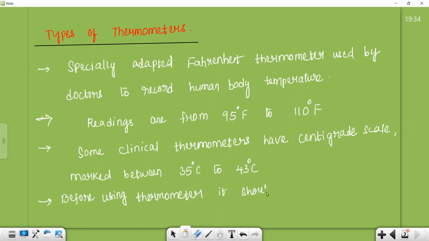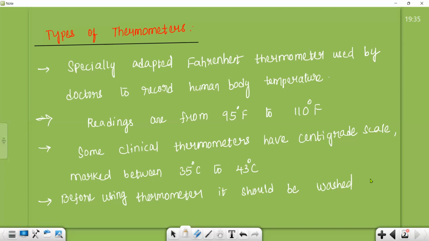Ma'am, I heard that clinical thermometers are marked from 35 degrees Celsius to 42 degrees Celsius, and also 94 degrees Fahrenheit to 108 degrees Fahrenheit. In my clinical thermometer, it starts from 32 and ends at 42 degrees Celsius, and it starts at 94 degrees Fahrenheit and ends at 108 degrees Fahrenheit. So according to the reference, these are the values.